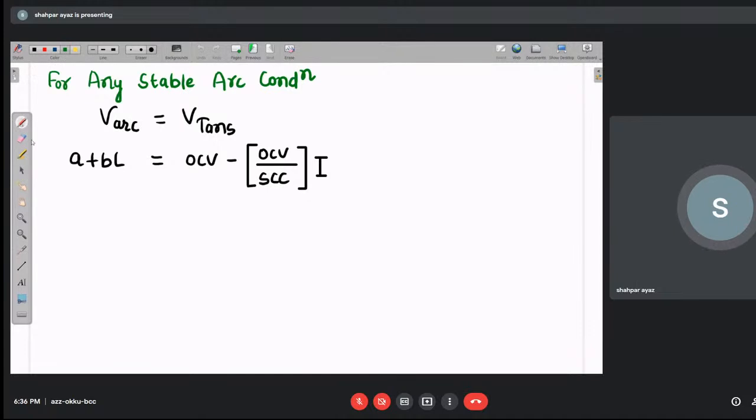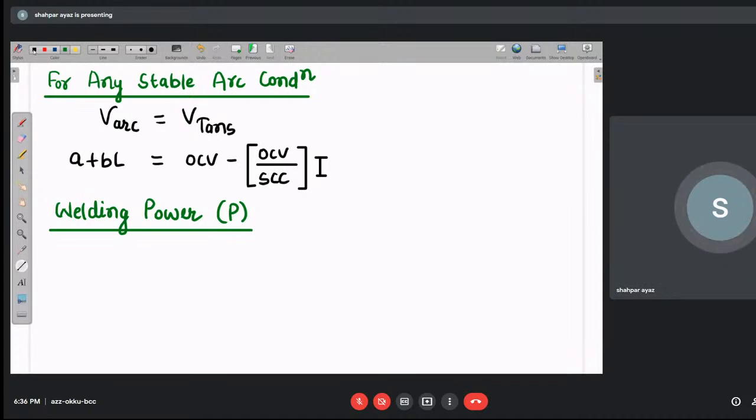So my dear, welding power, we can denote it as P. P is quite simple. P is equal to voltage into current, VI, right? So we have transformer voltage and transformer current. Whenever these two values are given, you can directly put the values and calculate the answer.